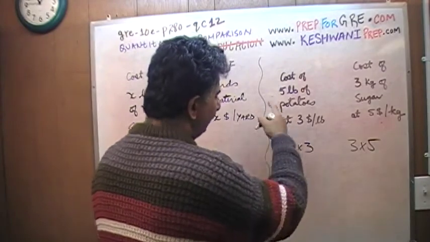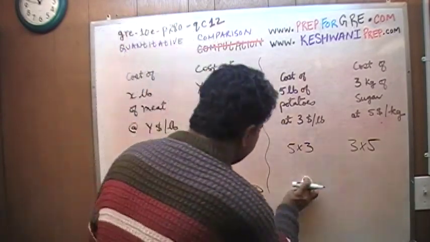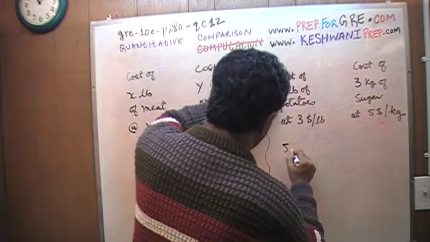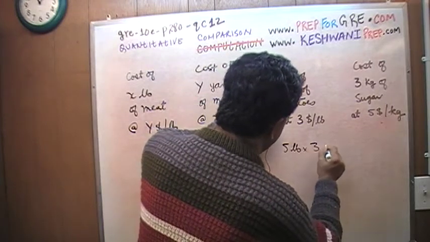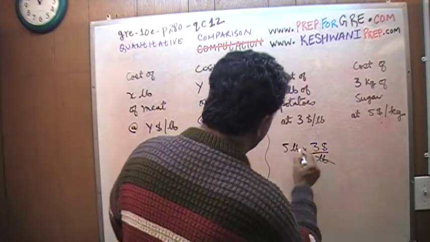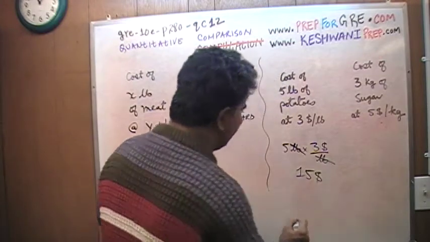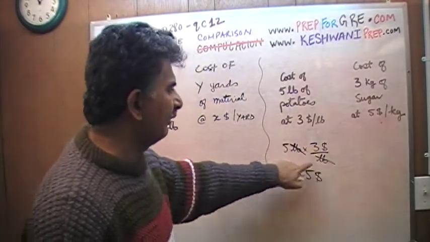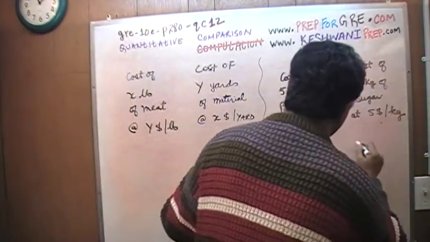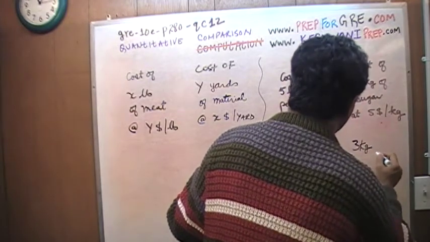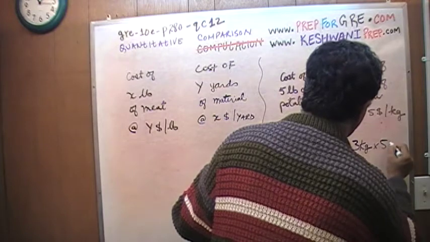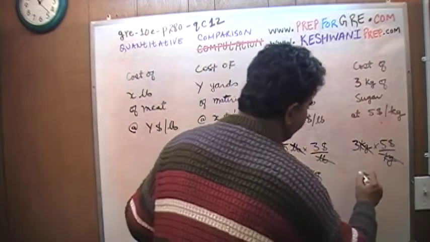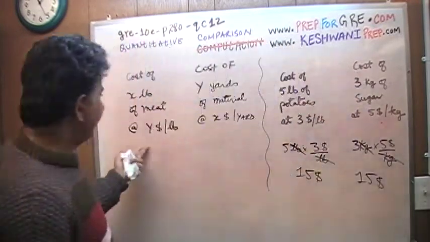Cost of 5 pounds of potato, so that's 5 pounds at $3 per pound. You see, the pounds cancel out and you end up at $15. Again, probably I'm making it unnecessarily complicated. What I'm trying to point out is that this unit plays no role, because it cancels out. Similarly here, cost of 3 kilos at $5 per kilo. As you can see, again, the kilos cancel out and I'm left with 3 times 5, $15. The exact same thing is going on here.